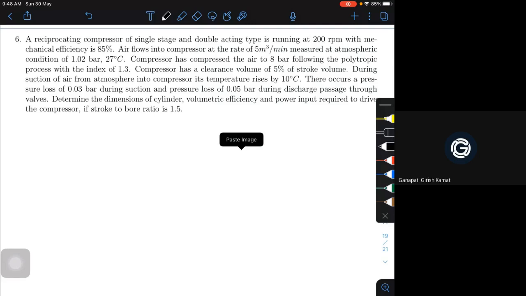There occurs a pressure loss of 0.03 bar during suction and a pressure loss of 0.05 bar during the discharge passage through the valves. Determine the dimensions of the cylinder, the volumetric efficiency, and the power input required to drive the compressor, if the stroke to bore ratio is 1.5. So this is the problem given. Let's try to solve this.